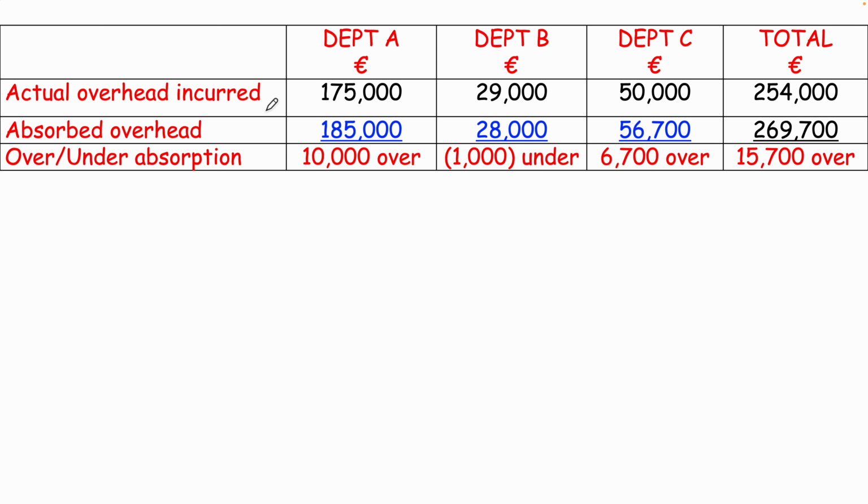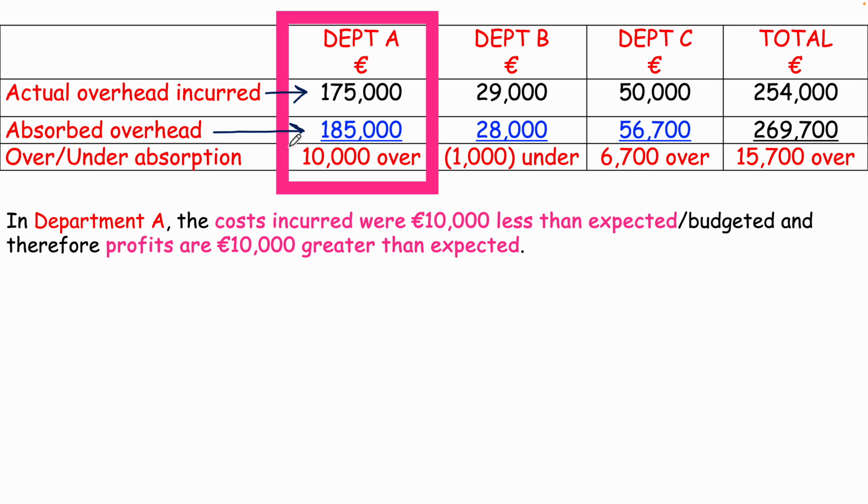Okay, so this first line is what the cost actually came in at, right? But the second line is what the management accountant thinks it probably should have come in at, right? So the management accountant thought in the first place Department A should have come in at 185, but the production manager got it in at 175. So what you have to say here is in Department A, the costs incurred were 10,000 less than expected or budgeted, and therefore profits are 10,000 greater than expected. So that is really good news.